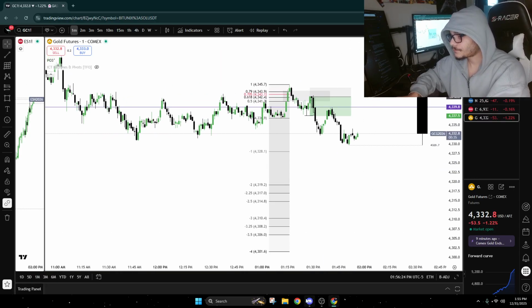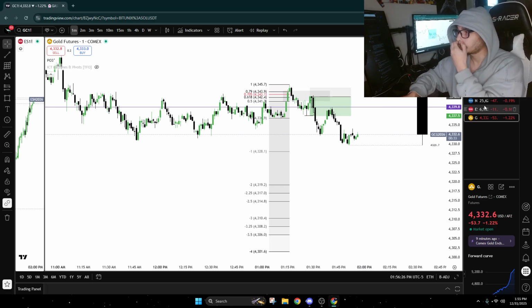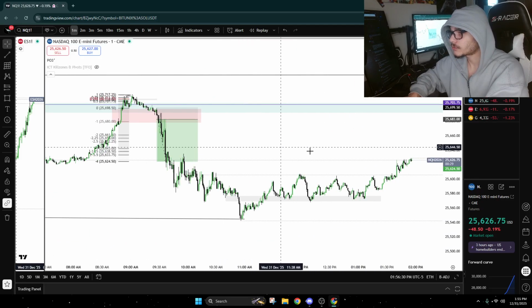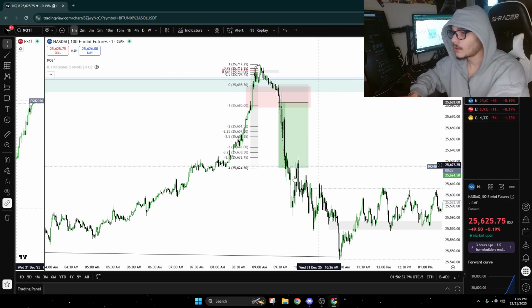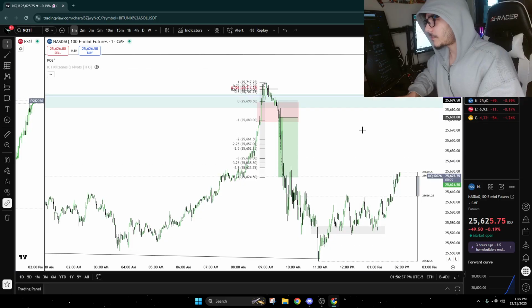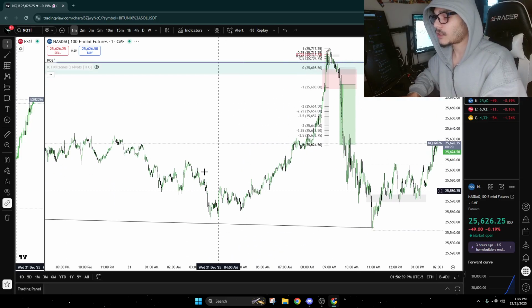Now I want to get into NQ real quick because I didn't trade NQ, but it was a perfect trade this morning. If you wanted to see, the AMD model was kind of clear, not clear here.